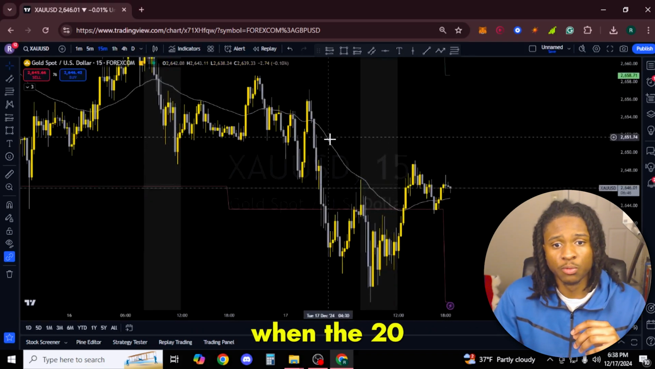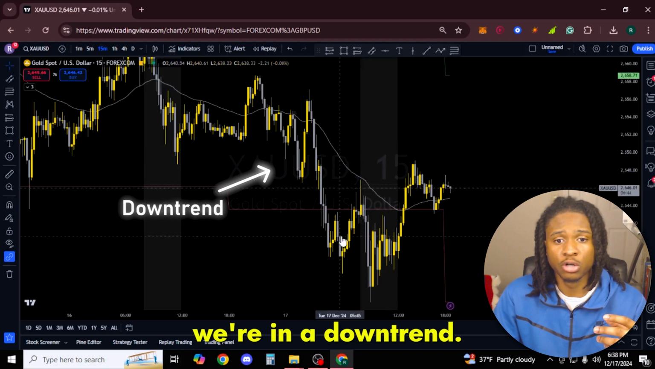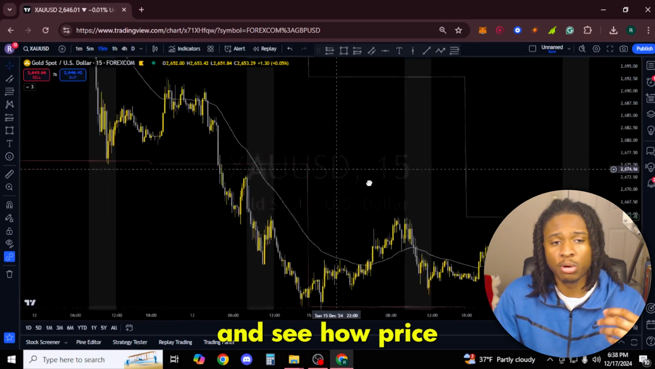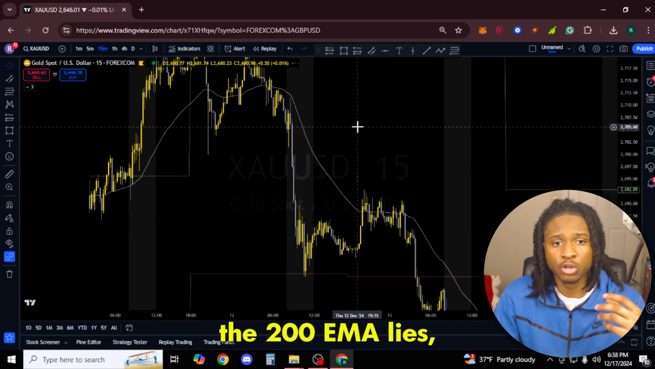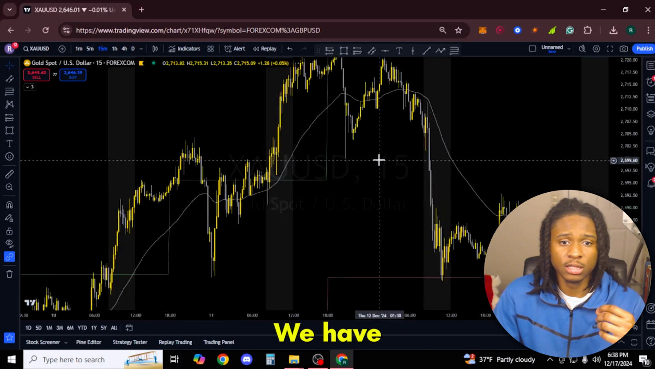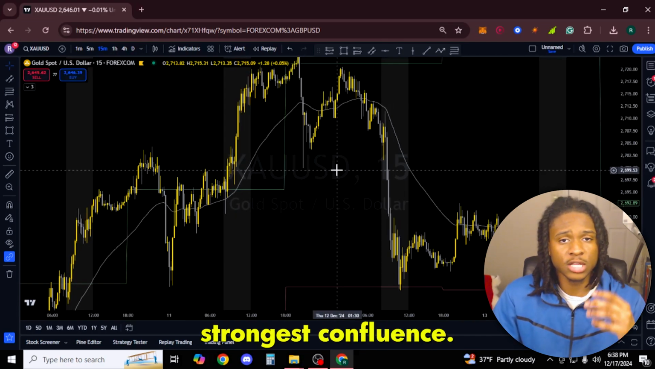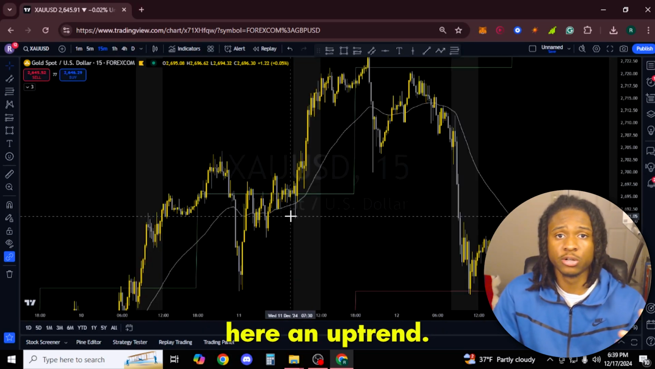As you see, when the 200 EMA is over top here, we're in a downtrend. You can zoom out and see how price has been moving each recent time and where the 200 EMA lies in that direction. When we have this mixed with market structure, that's our strongest confluence. So now you can see it here in an uptrend.